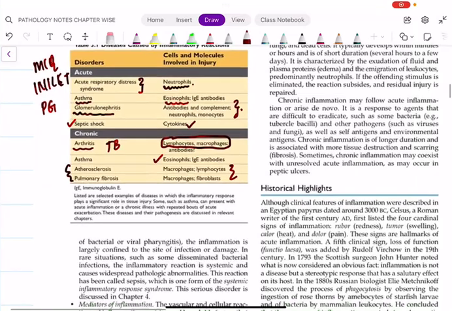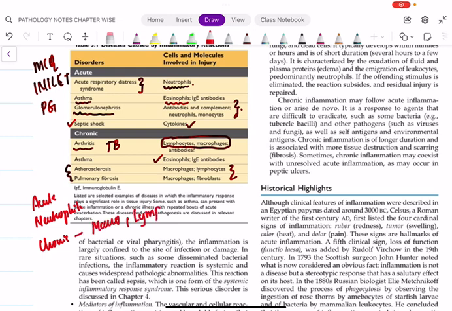So what is the gist here? Okay, gist here. Remember, acute: neutrophils. And if it is chronic, we have macrophages and lymphocytes. Simple. Okay?